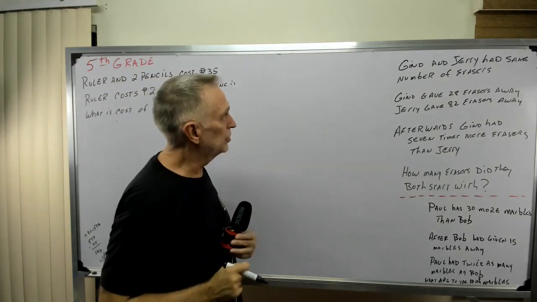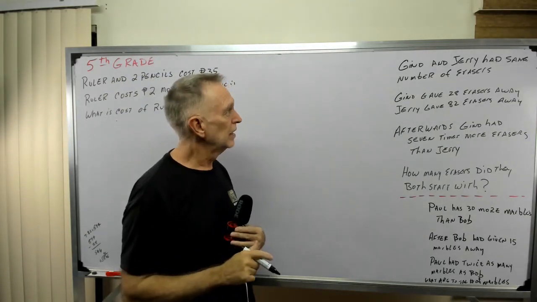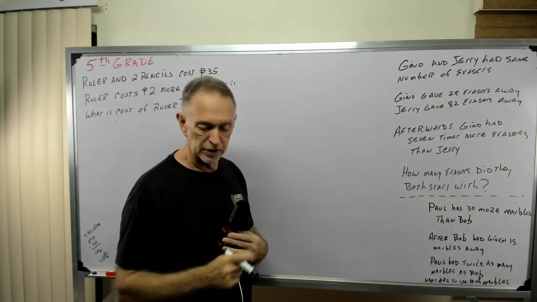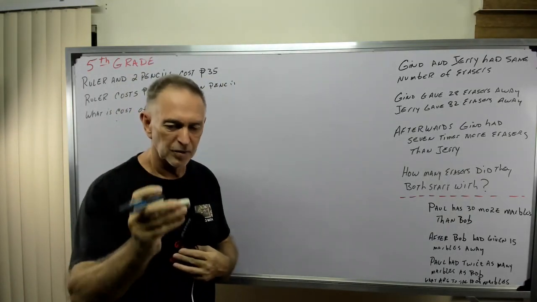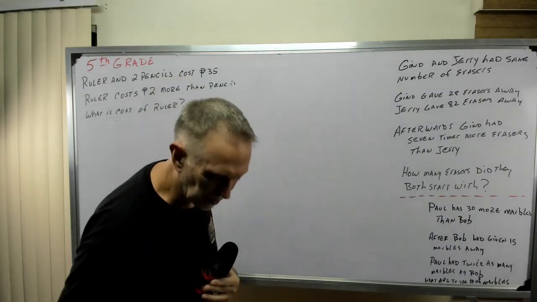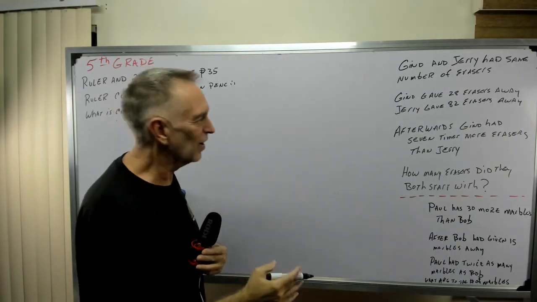Next problem. Gino and Jerry had the same number of erasers. So they have some erasers. Some people laugh at mine because it's so small, but I use them until they're just totally gone.